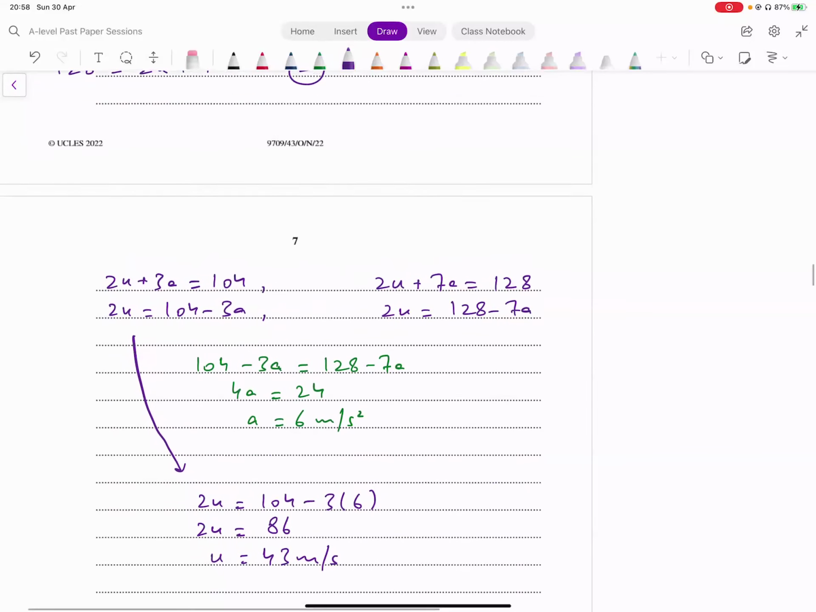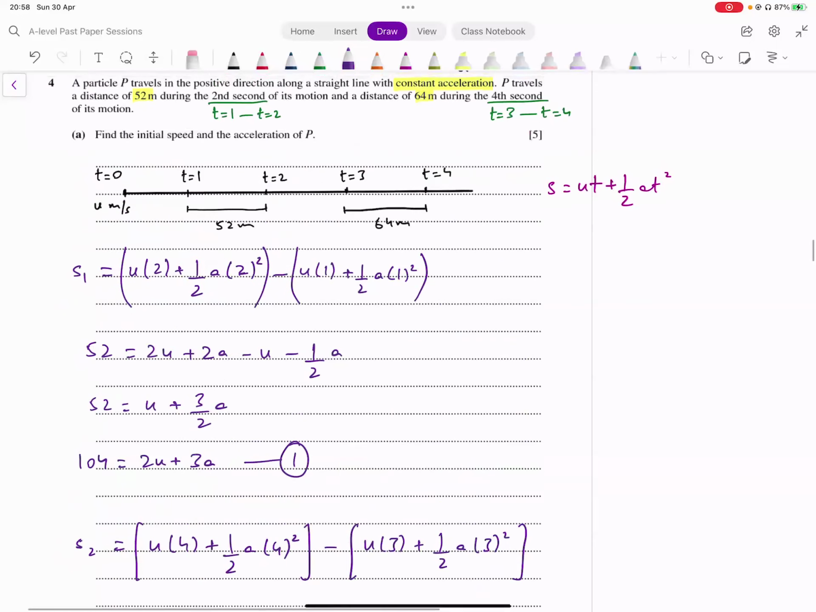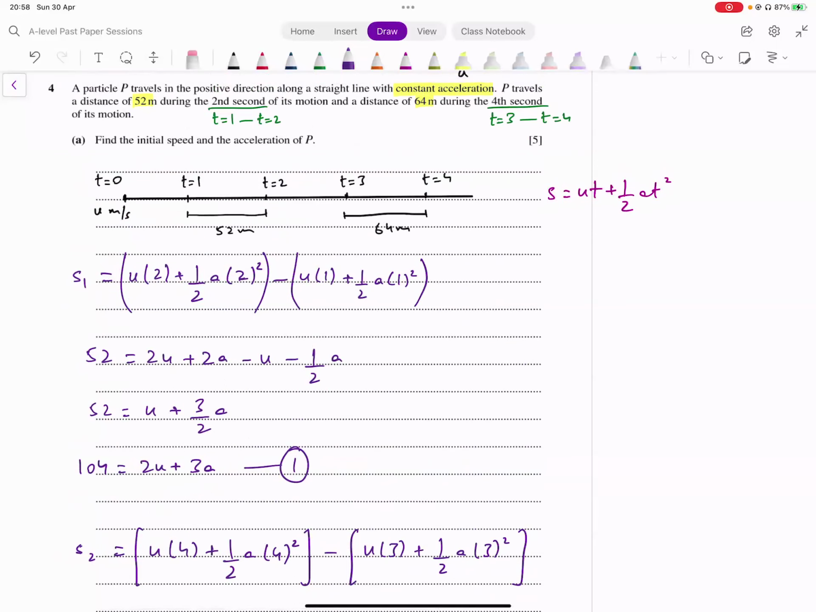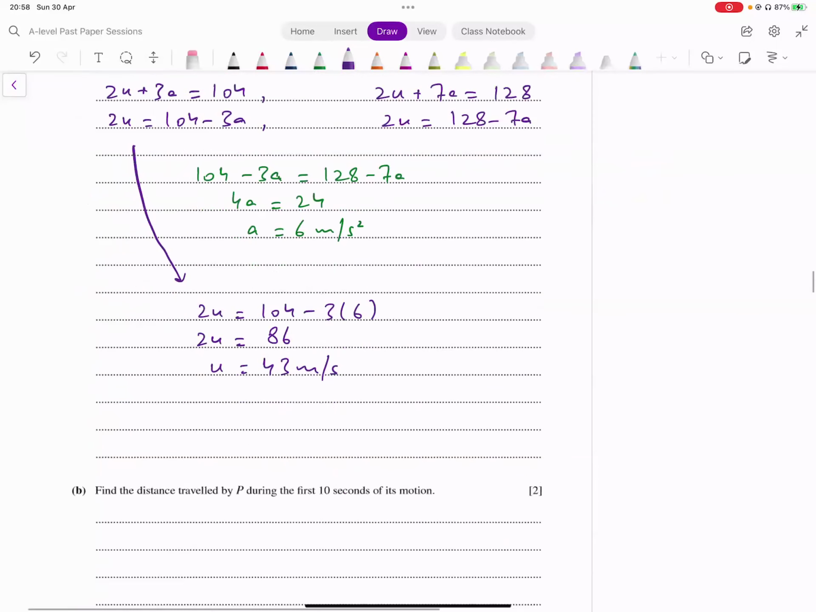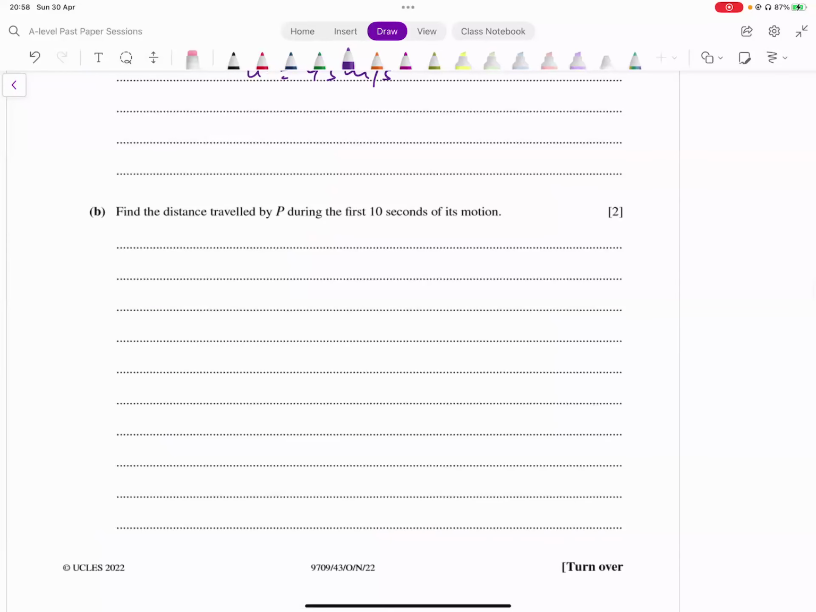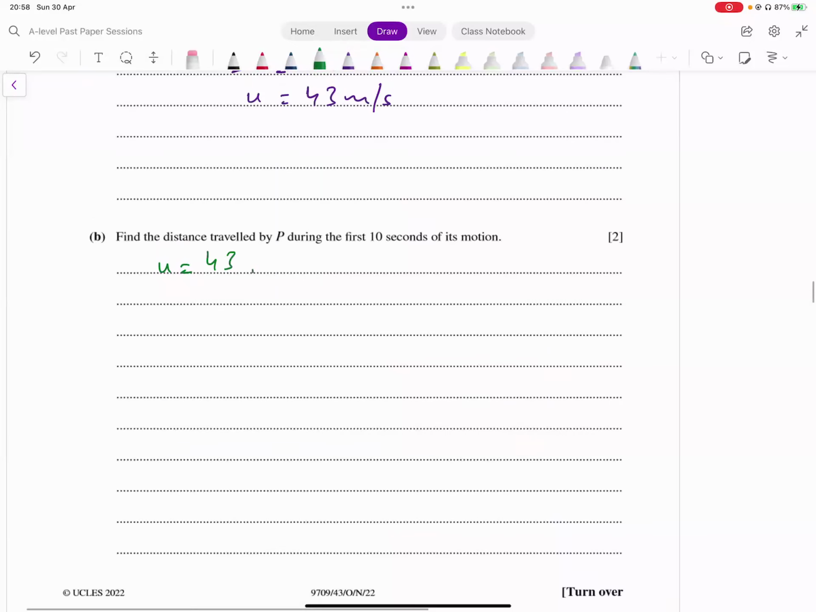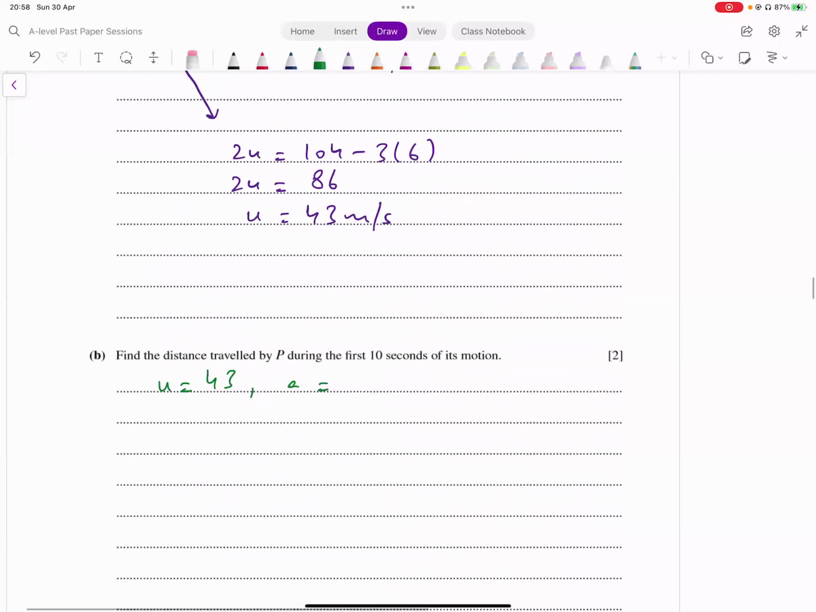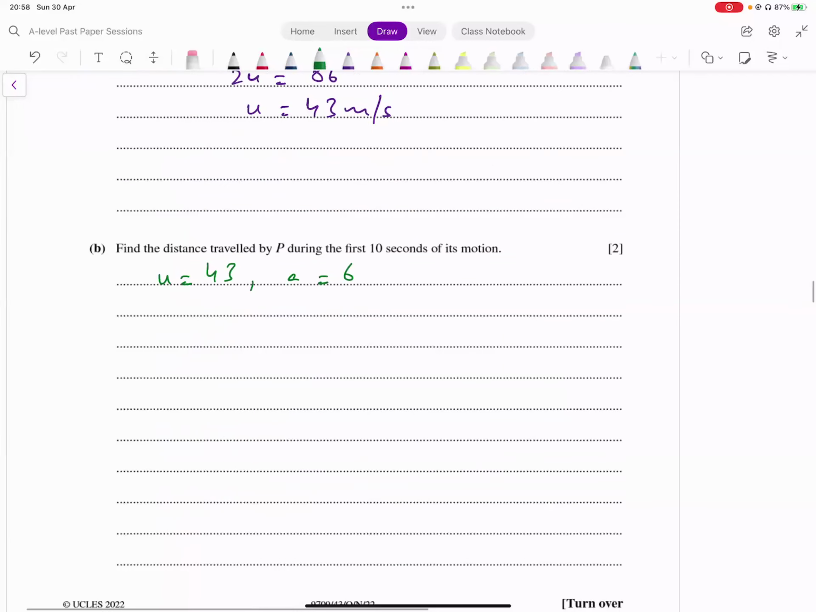Okay, so we have the value of a and u. We were looking for the initial speed. We have found that, and we were looking for acceleration. We have that here as well. Let's look at the second part now, part B. It says find the distance traveled by P during the first 10 seconds of its motion. अच्छा, देखें हमें initial speed भी पता है. That is 43. We know acceleration as well. Acceleration is 6.